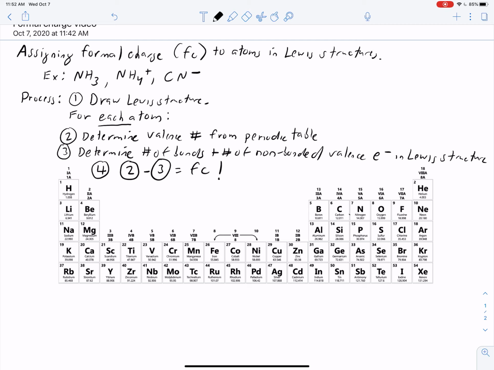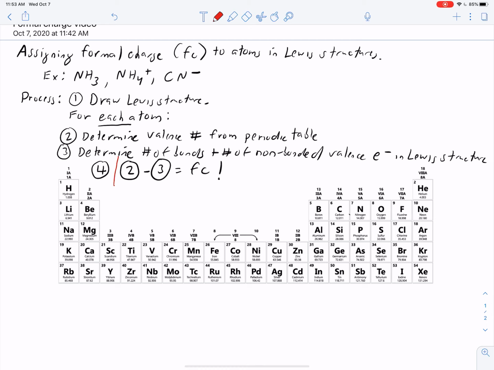So the process that we're going to go through for each of these is we're first going to draw a Lewis structure. We have to have a Lewis structure to be able to assign formal charges to the atoms within it. And then for each atom in the Lewis structure, we need to first determine the valence number of that atom from the periodic table, and then determine the number of bonds plus the number of non-bonded valence electrons of that atom in the Lewis structure. Finally, we subtract value 3 from value 2, and that gives us formal charge.